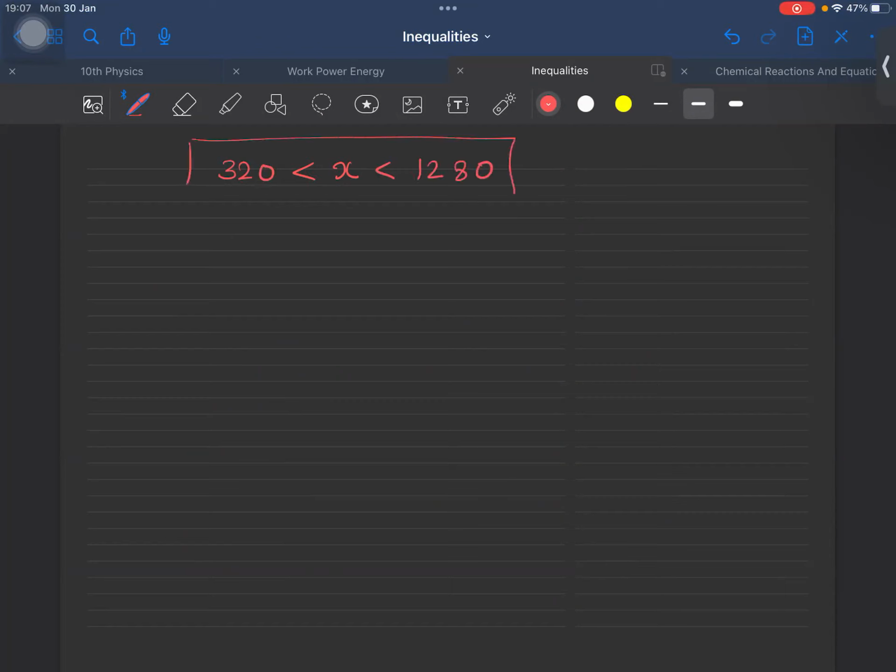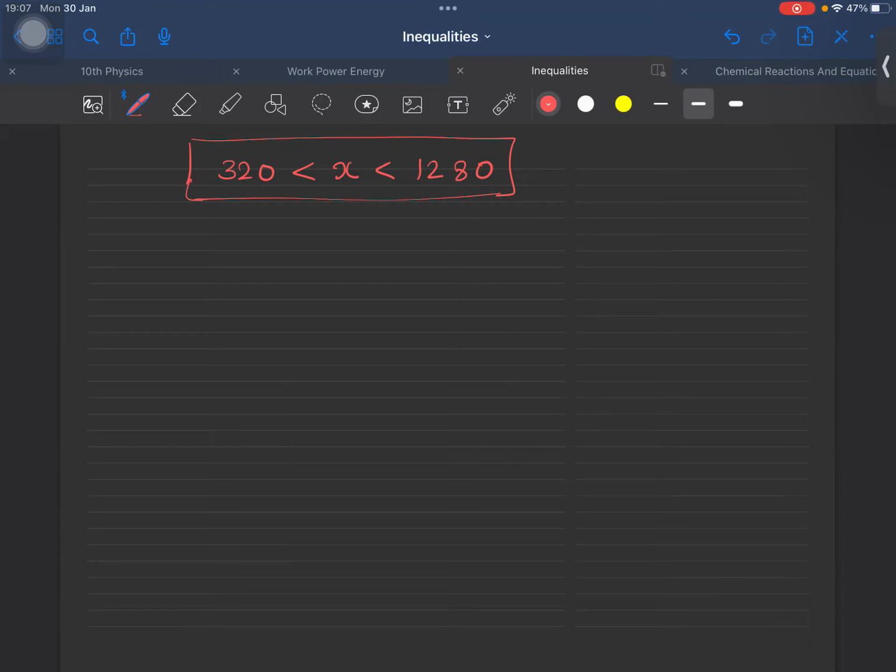This many liters. That means this is the range of x: these many liters of 2% solution must be added. So that's the range of x we are getting. Hopefully you can solve all the problems based on this chapter.